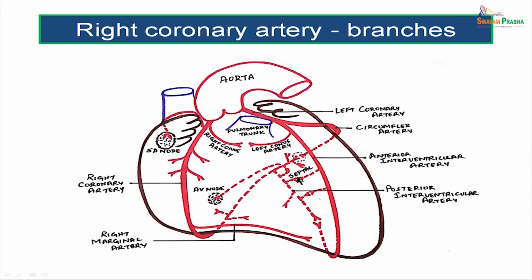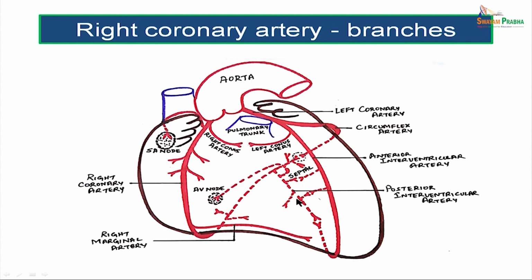It gives off important branches which are going to supply the ventricles which are present on either side of the posterior interventricular groove. So, it is going to supply the right ventricle and the left ventricle, and it also gives branches to the septum, interventricular septum. It is going to supply the posterior 1/3 of the interventricular septum. Anterior 2/3 is supplied by anterior interventricular artery, whereas posterior 1/3 is supplied by posterior interventricular artery septal branch.